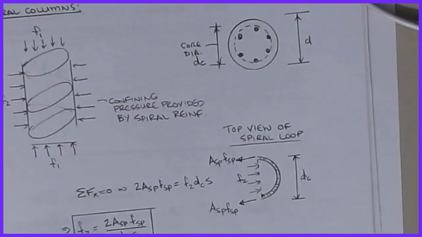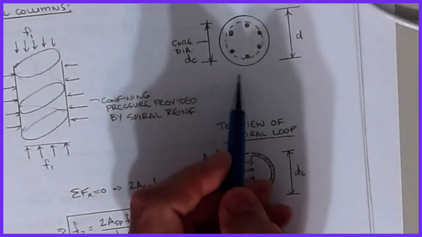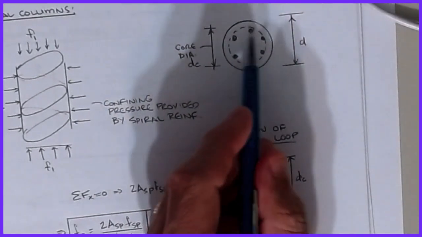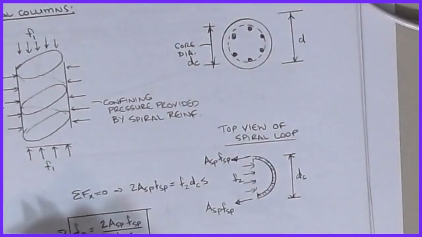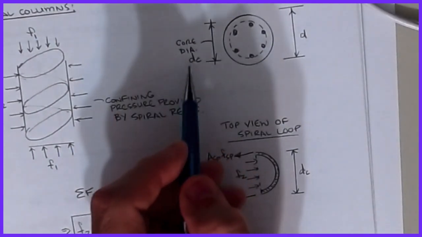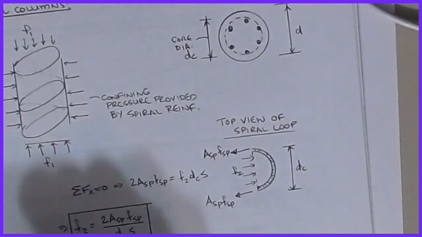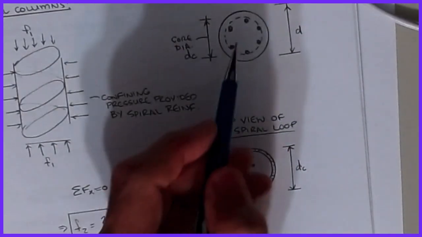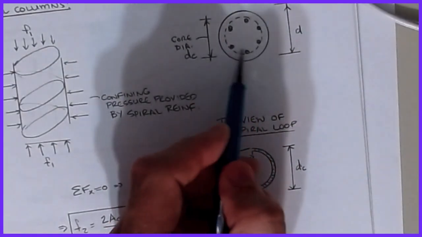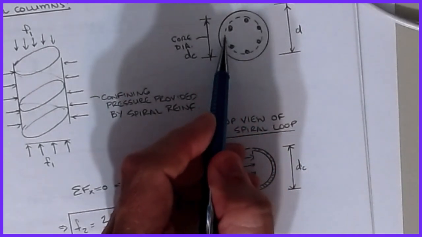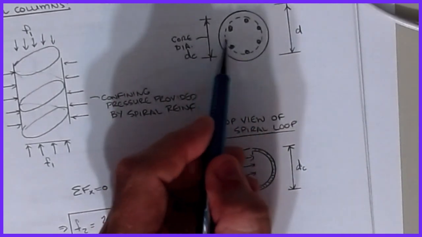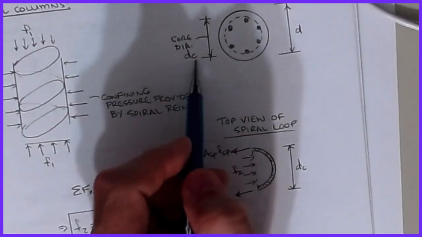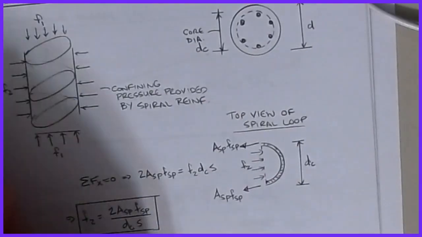For a spiral column, we're going to go with the assumption that we have a circular column. We've got 6 longitudinal bars, diameter of D. The core diameter is this DC value. In a spiral column, we basically only look at what's inside of the confining steel. Anything outside of this, when it tries to get pushed out, is assumed to just break off and spall off. So this DC parameter is going to be very important to us.